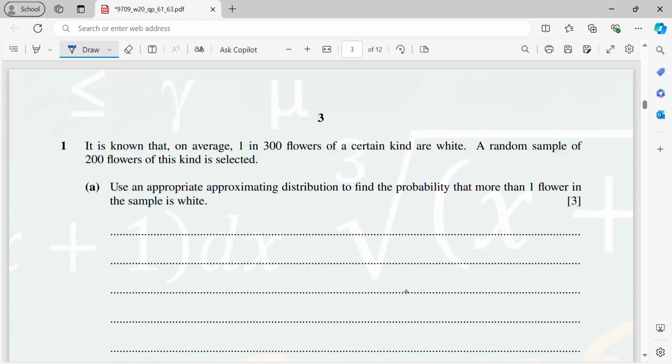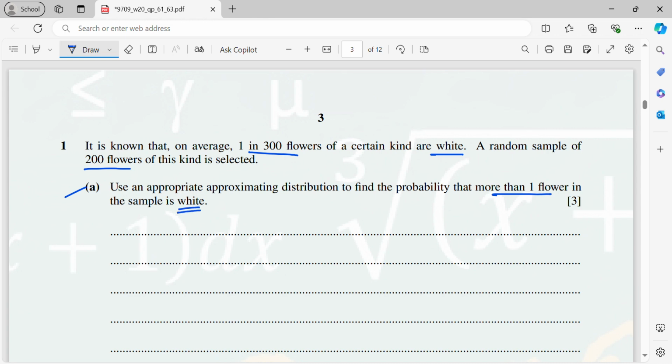Question number 1. It is known that on average, 1 in 300 flowers of a certain kind are white. A random sample of 200 flowers of this kind is selected. A. Use an appropriate approximating distribution to find the probability that more than one flower in the sample is white.